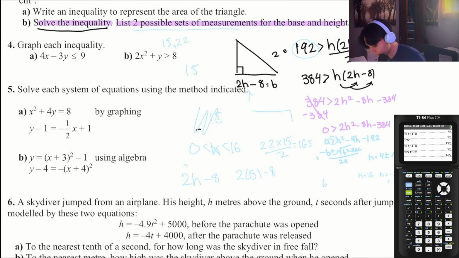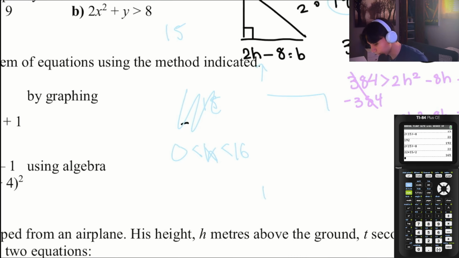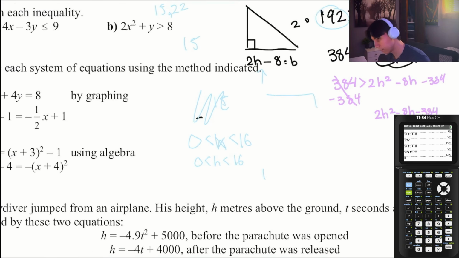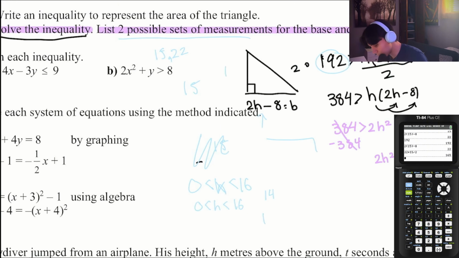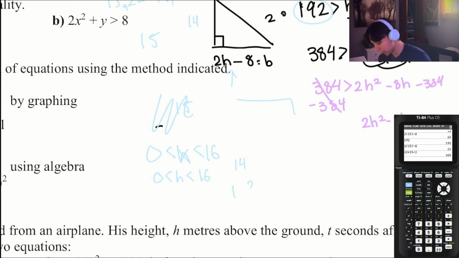So again, I'm going to try another combination since we have to list 2 possible measurements here. Any number between 0 and 16 is good for our height. So let me try 14 now. If I try 14, our height is going to be 14. And we're going to have 2 times our height, which is now 14, minus 8 is equal to our base. Base is now equal to 20.